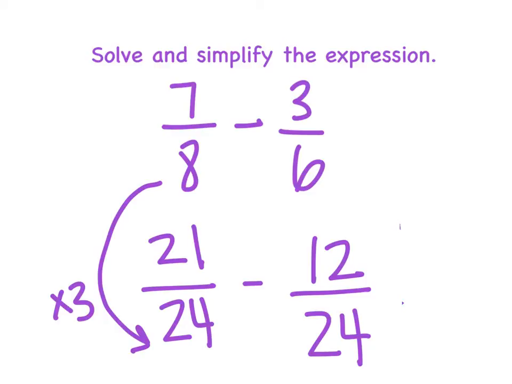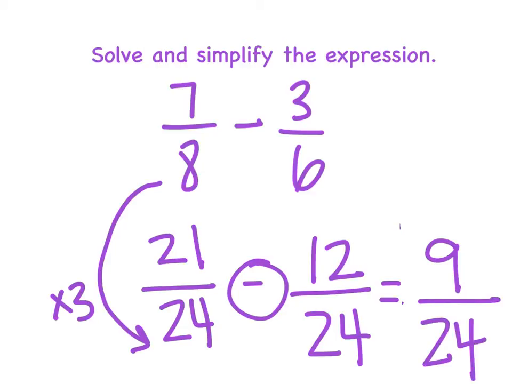The next step is to add or subtract. Obviously, we're subtracting because we have this sign here. 21 minus 12 is 9. And keep the denominator the same, 24. It says solve and simplify, so I need to go back and see if I can simplify 9/24.